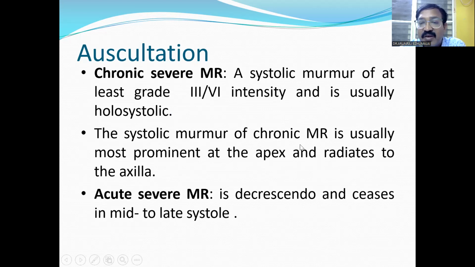The systolic murmur of chronic MR is usually most prominent at the apex and radiates to the axilla. Chronic severe MR will have a pan-systolic murmur. But when the patient has just developed MR, like due to papillary muscle rupture or ischemia, it won't be pan-systolic; it may be decrescendo and cease in mid to late systole. So in chronic severe MR the murmur may be pan-systolic, but in acute severe MR, the murmur is decrescendo and lasts only up to mid or late systole.